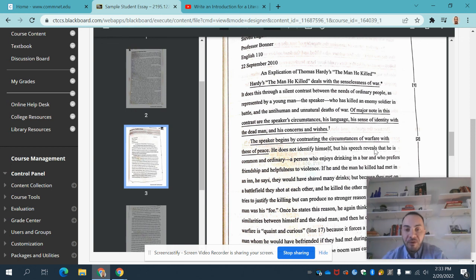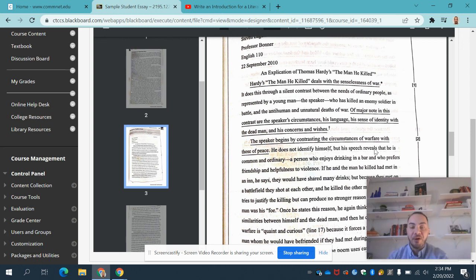And so the student writer of this essay has identified contrast as a major tool that Thomas Hardy uses to create meaning in the poem, but then has gone a step further to tell us these are four elements or four places where I see Thomas Hardy using contrast, and these are the things I'm going to talk about in my essay, right? So as you continue to read on your own, you'll notice that the first paragraph is going to talk about the speaker's circumstances, right? The contrast that exists there.